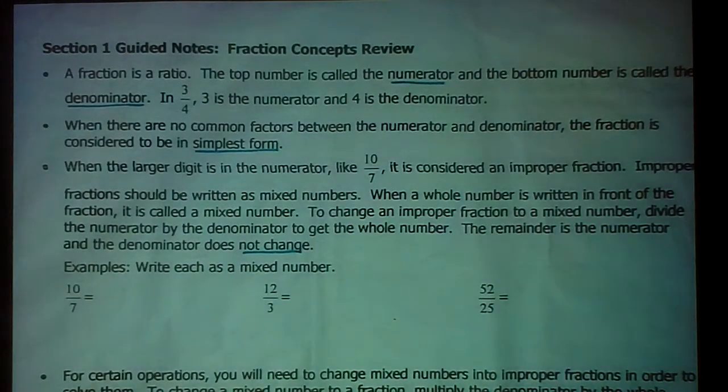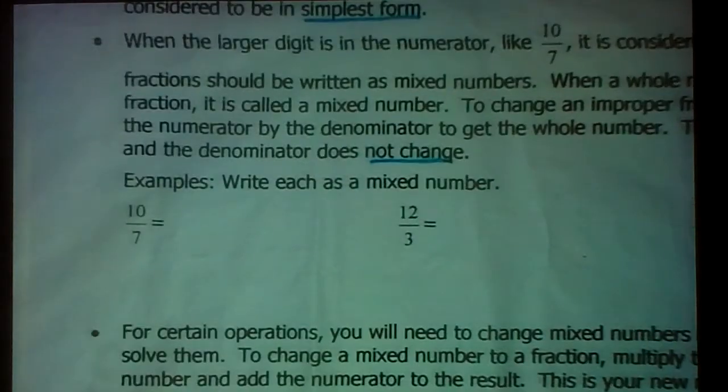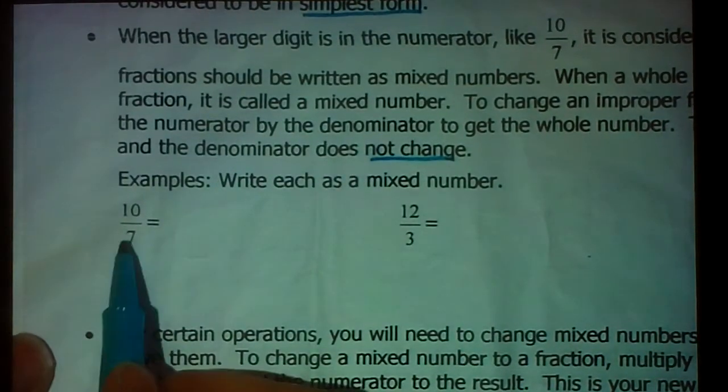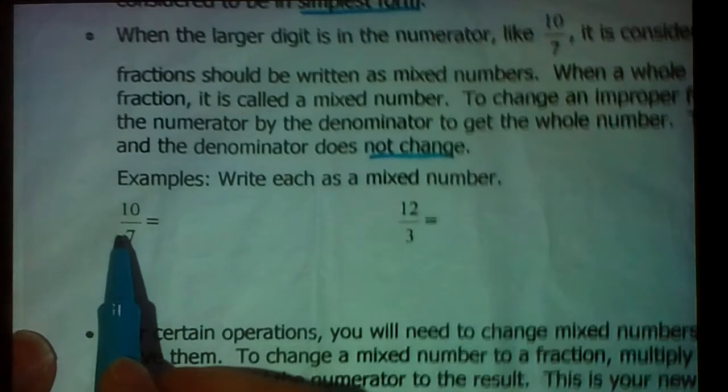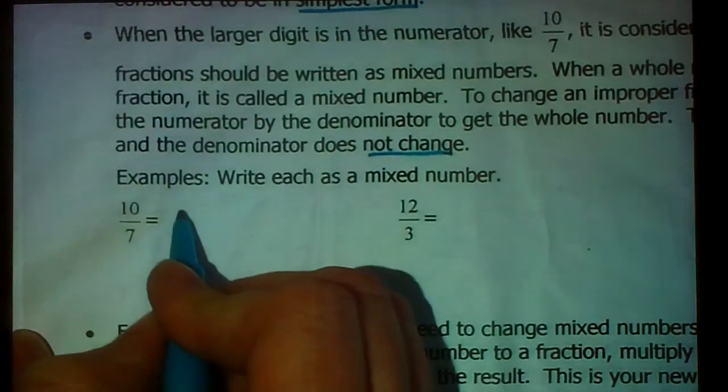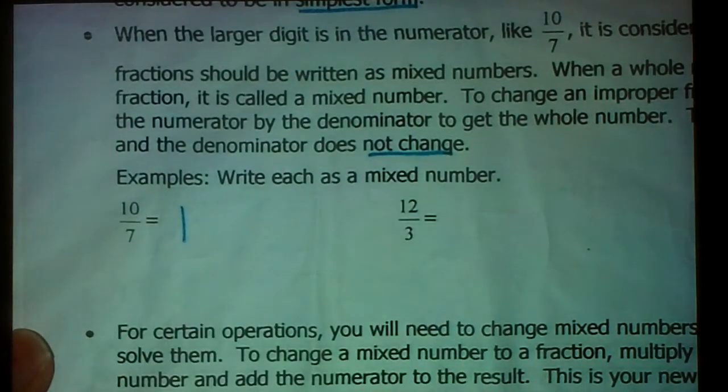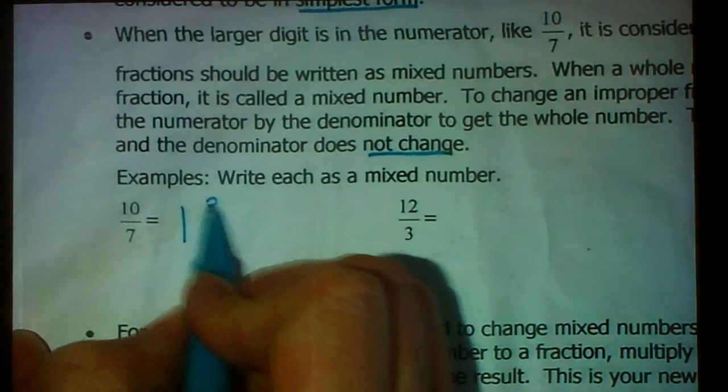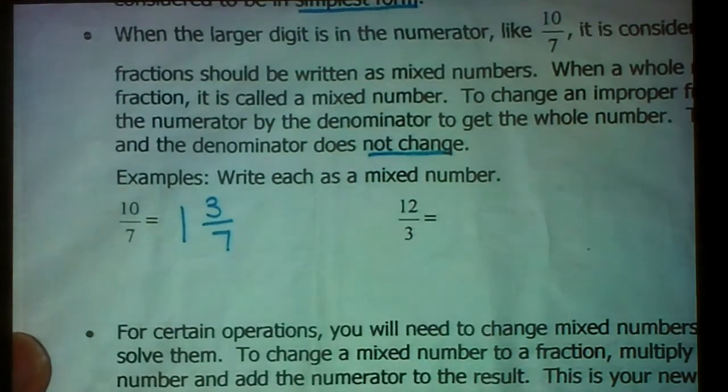All right, so we're going to do some practice with some examples here. We're going to change 10/7 into a mixed number. I'm sure you've done a lot with this before. You can do a lot of this in your head sometimes. How many times will 7 go into 10? 7 goes into 10 one time, and how many are left over? 3. And we're going to keep the same denominator. So 10/7 is 1 3/7.